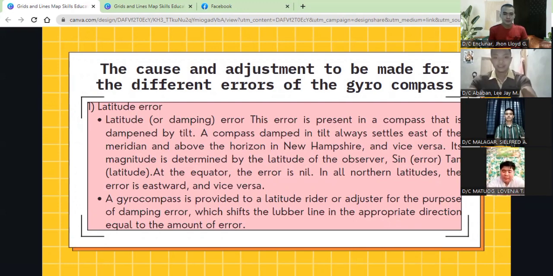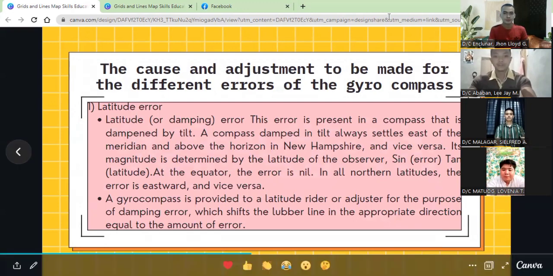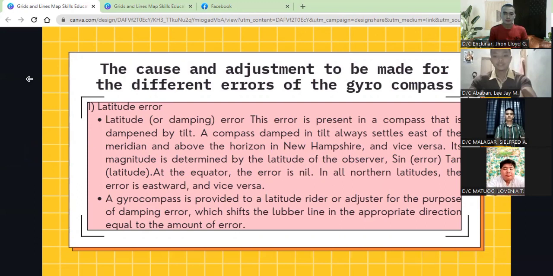Latitude or damping error. This error is present in a compass that is damped by tilt. A compass damped in tilt always settles east of the meridian and above the horizon in the northern hemisphere, and vice versa. Its magnitude is determined by the latitude of the observer: sine of error equals tangent of latitude. At the equator, the error is nil. In all northern latitudes, the error is eastward, and vice versa.